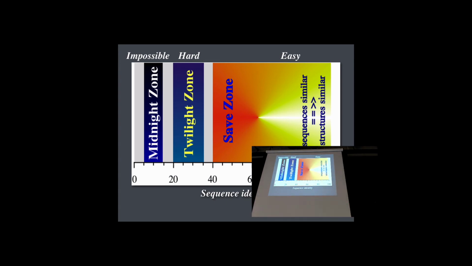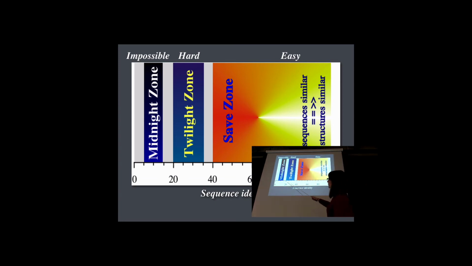So if we think about how easy it is to then detect similarity, there will be this kind of diagram with 3 zones. If we're above 40%, then it's very easy to detect sequence identity.